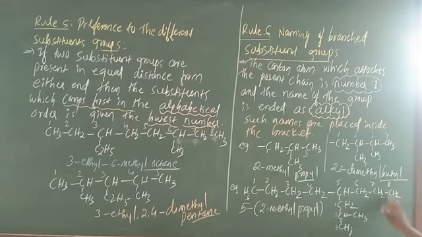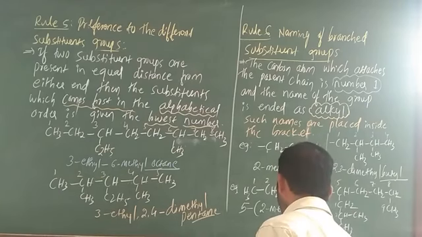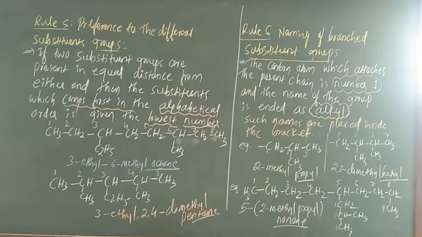The next one is the straight chain. In the straight chain, how many carbons are there? 9 carbons, which means nonane. This is the IUPAC nomenclature of the given compound. Bear in mind, it is important that you compulsorily mention propyl.